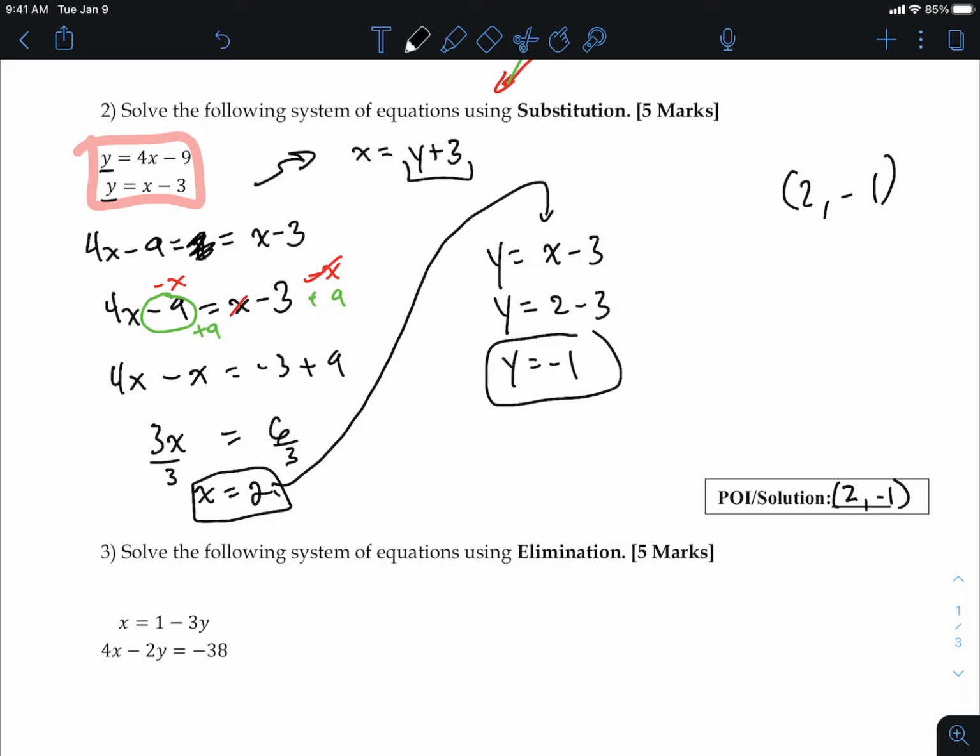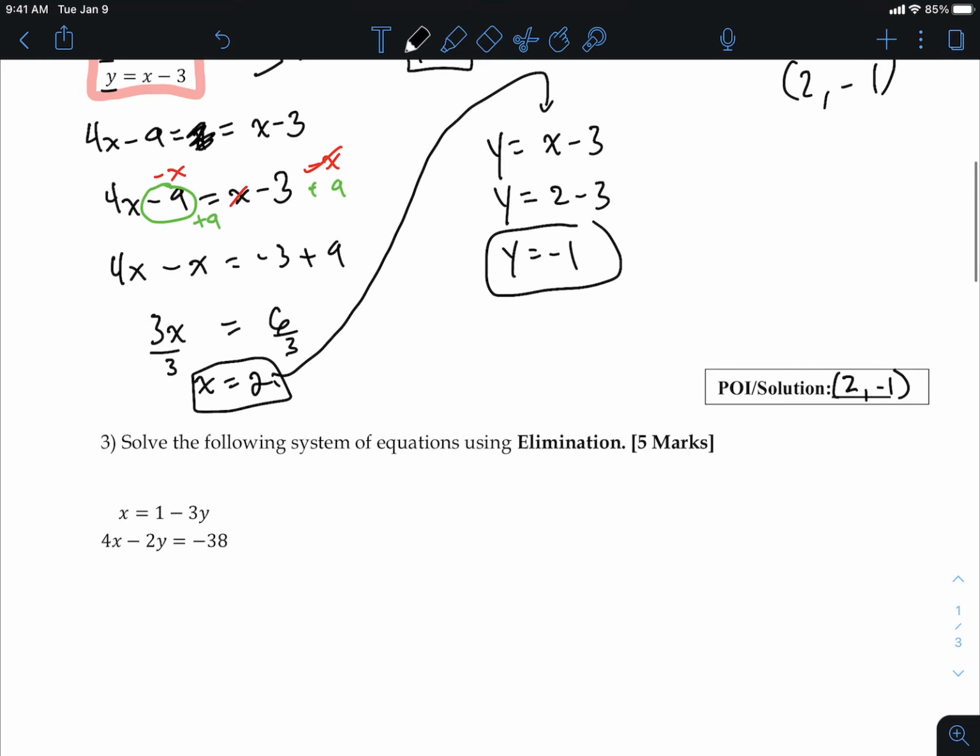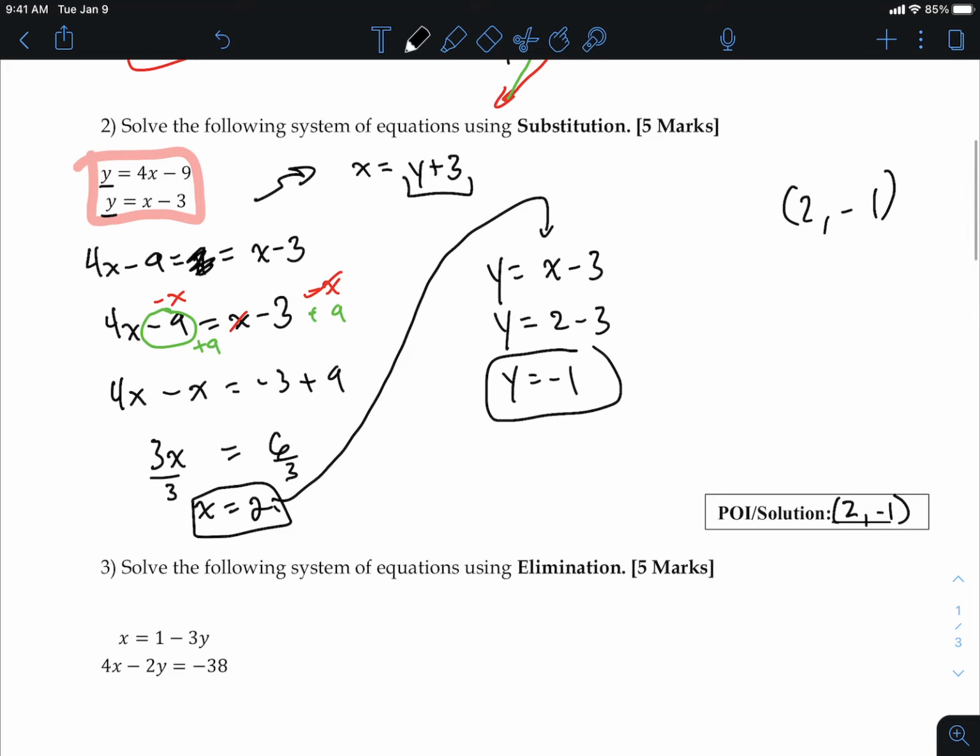It's a bit of a mixed bag in terms of some people messed up the elimination, some people messed up the substitution. It's always a mix of it. Remember, you're going to have the opportunity to choose the method that works best for you for the word problems, but I do have to test you on both methods for this test, okay?